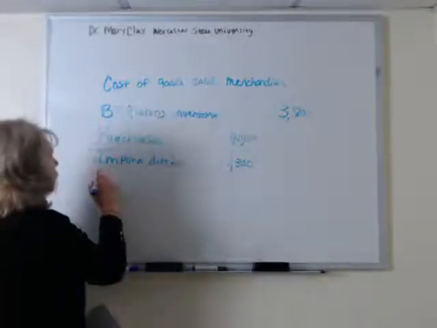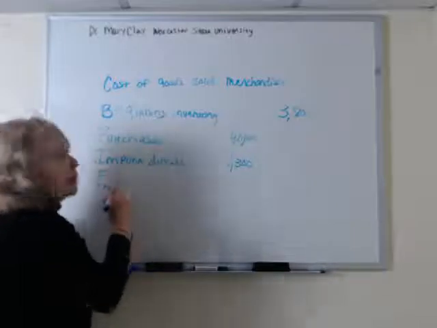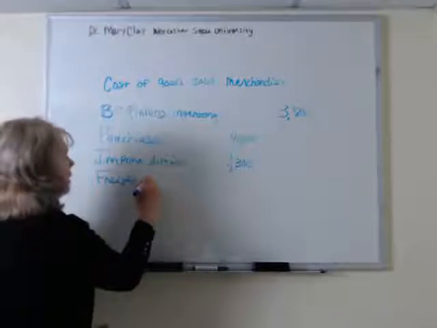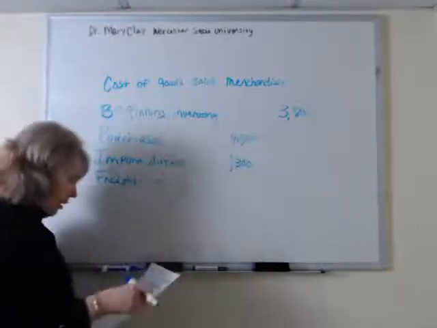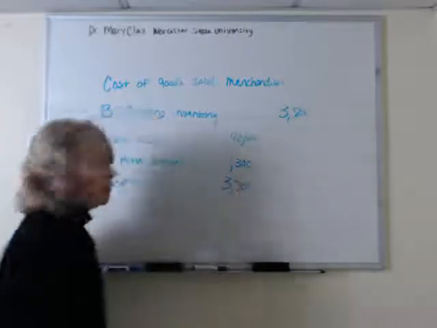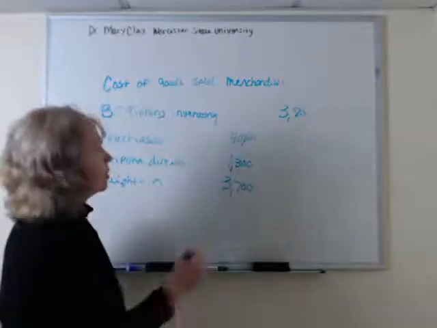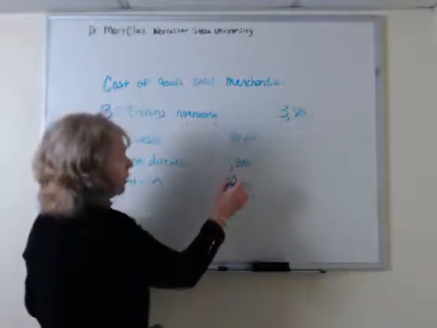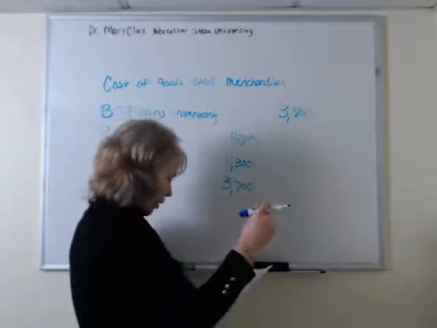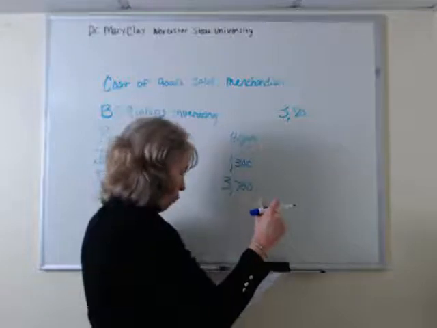Next, we're going to do freight in. Remember, not freight out. Freight in, and that is 3,700. Okay, the lab will make you do subtotals. 40,000 plus 1,300 plus 3,700 will give you 45,000.